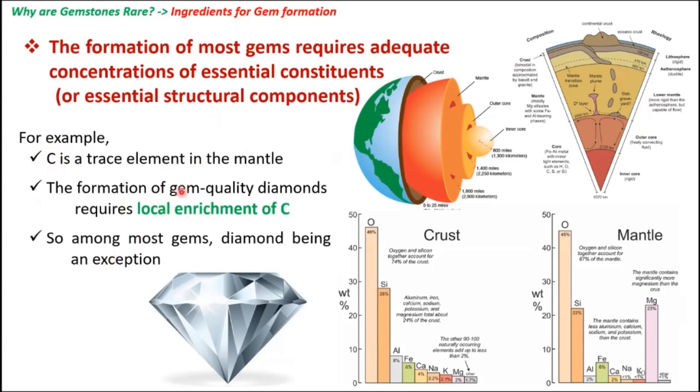For the formation of gem quality diamonds, one of the requirements is local enrichment. Through different geological processes, carbon should be enriched in some part. Then the high pressure and temperature conditions are available, and enrichment of carbon has also happened. That is a suitable environment for the formation of diamond. That's why diamond is very expensive. It's very rare.